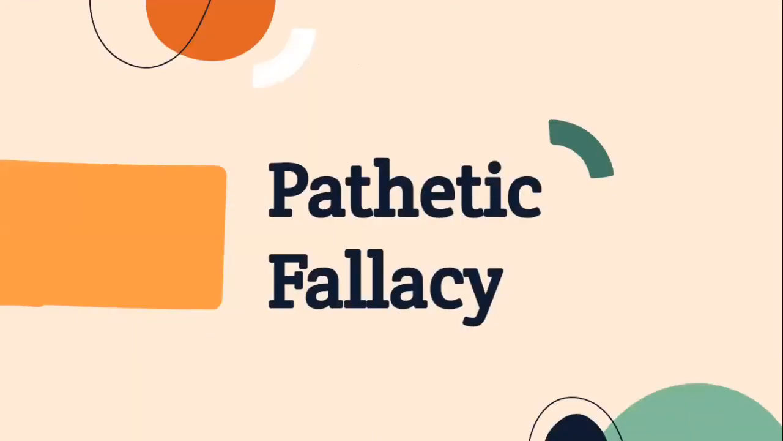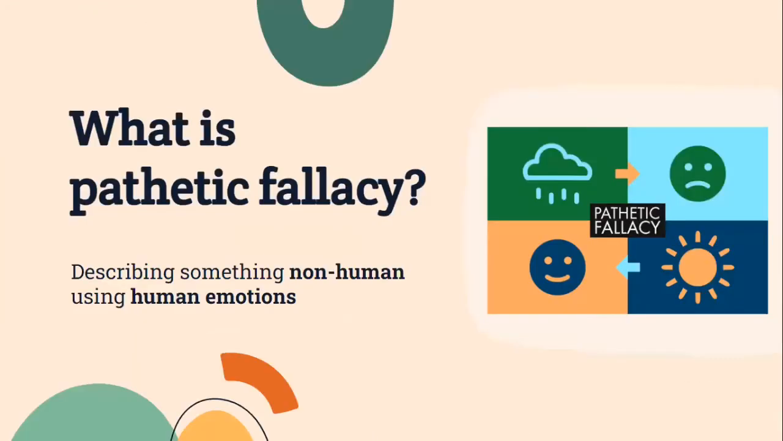Now let's talk about pathetic fallacy. Let's look at the word pathetic fallacy. Again, we can see the word pathetic, that means effect upon the emotion, and fallacy, that means false. So in other words, attaching false emotions on something emotionless. The definition of pathetic fallacy is describing something non-human using a human emotion. For example, the sky was furious. The sky can't be furious, but it creates an image of a storm.